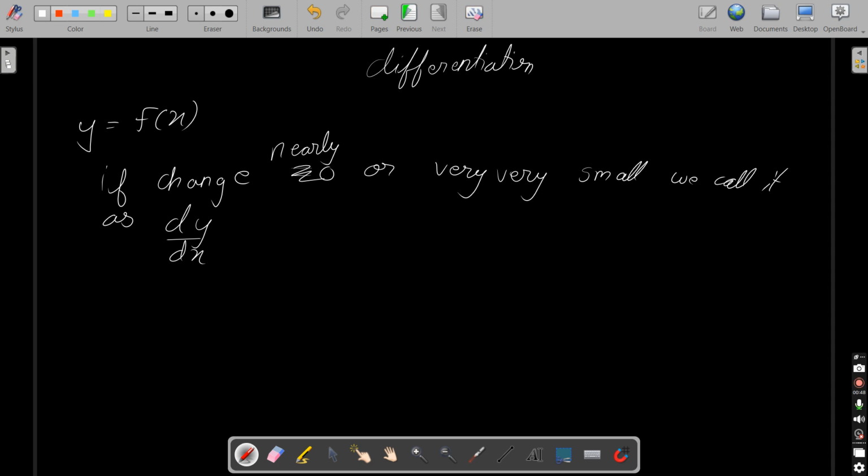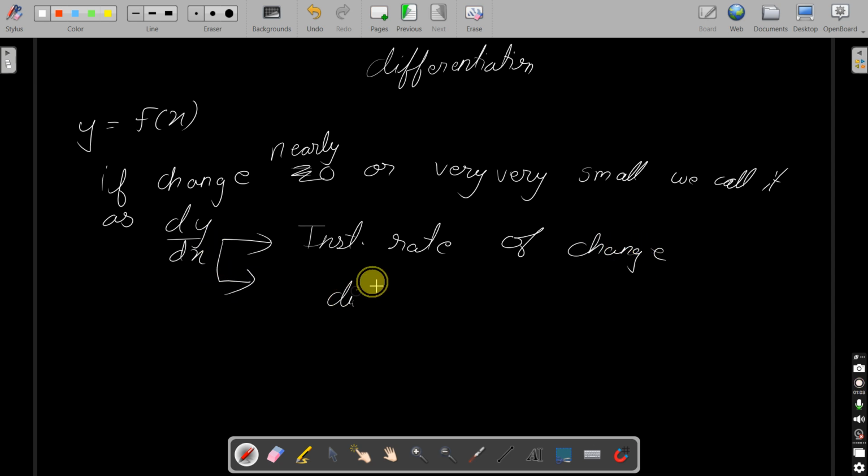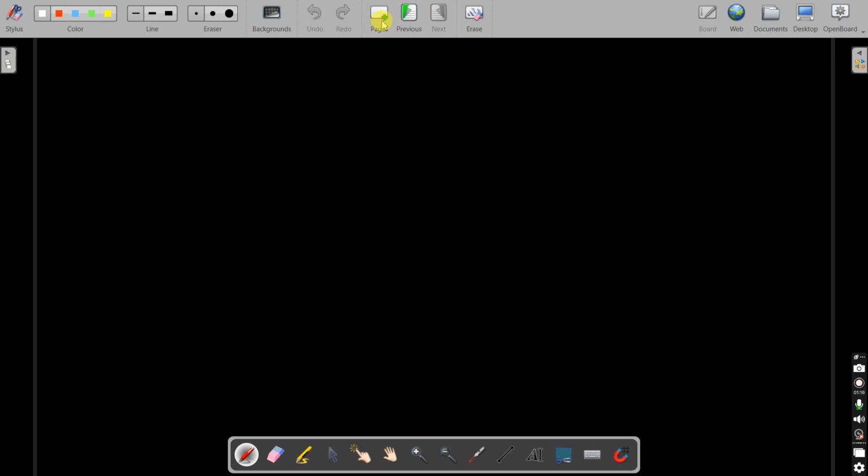Now, we can call it in two different ways: instantaneous rate of change, or differentiation of y with respect to x. There are nine standard formulas and five rules which you have to remember.